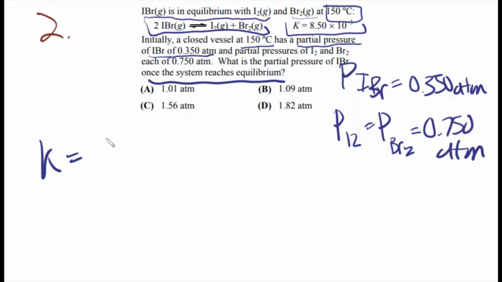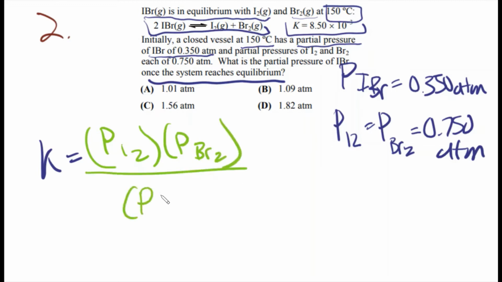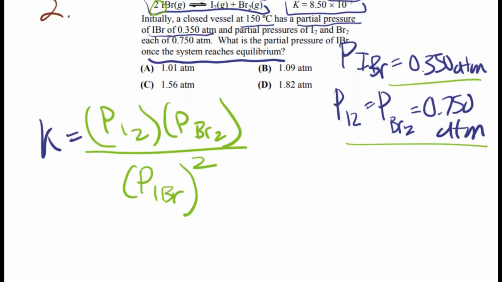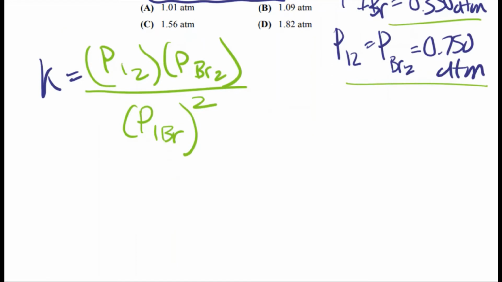Let's use a green. So the pressure of I2 times the pressure of Br2 over the pressure of IBr gas, and you square that because there's a 2. Now we have the pressures that are not at equilibrium, and we have to have it at equilibrium, so we probably have to do an ICE chart for this. So down here, I'm going to do an ICE chart.